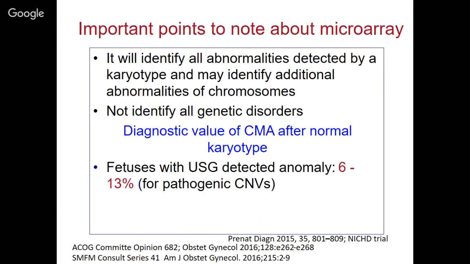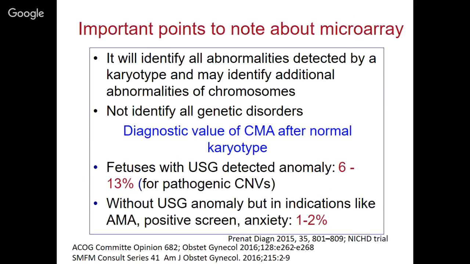If you have an ultrasound abnormality in the fetus, it picks up an additional 6 to 13% of abnormality. And even if there are no ultrasound abnormalities and you've done a microarray, you've done an invasive procedure for various indications like say a positive triple test or a first trimester screen or an advanced maternal age, it picks up an additional 1 to 2% abnormality.